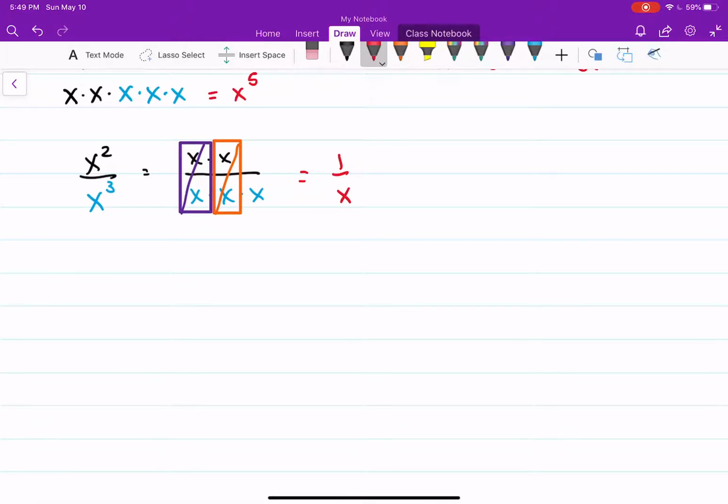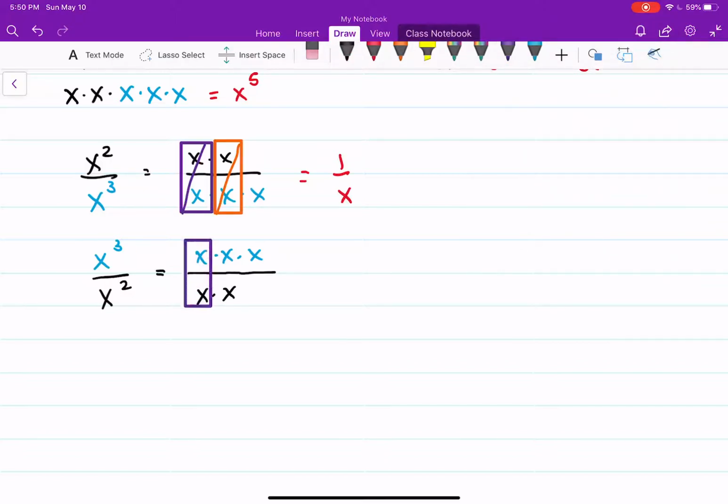Okay? Well, that doesn't really tell me much. So let's do another example. Let's say it was the other way around. Let's say it was x cubed divided by x squared. Okay? So the top would be x times x times x, and the bottom would be x times x. Well, let's use the same idea, right? x over x goes to 1, and x over x is also equal to 1. So what do I have? I have just x. And if I just write x, that means it really is the first power, right?